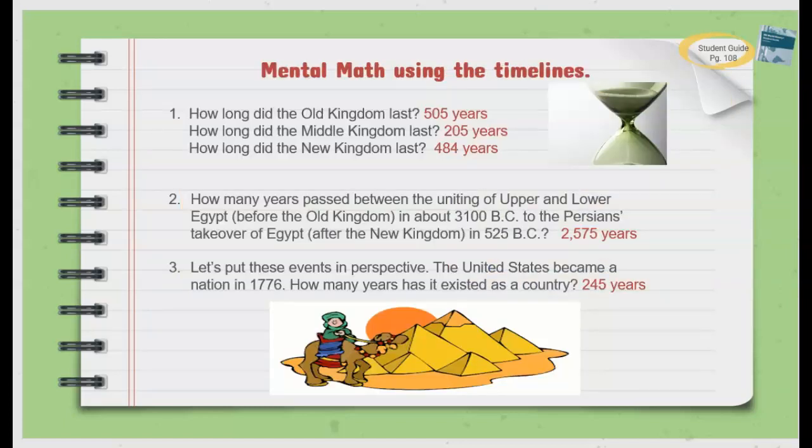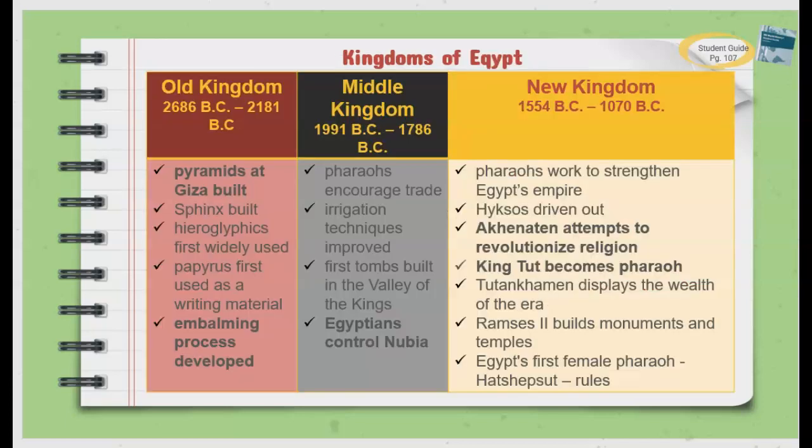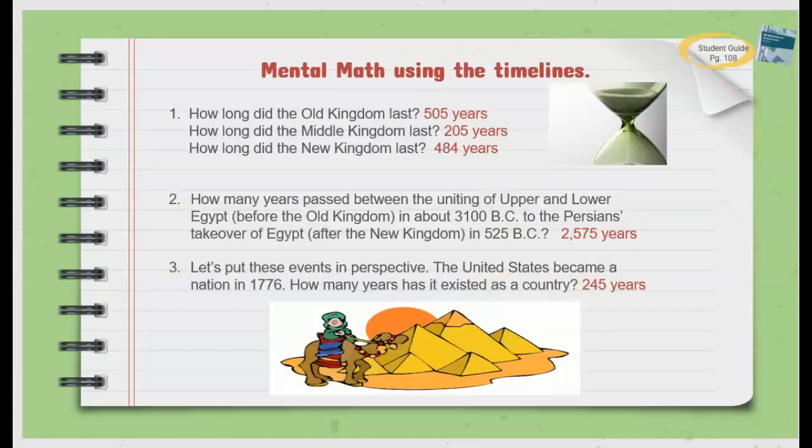Mental math using timelines. So how long did the Old Kingdom last? How long did the Middle Kingdom last? And how long did the New Kingdom last? So if you take the time periods in this chart, and again, some of these time frames are a close guesstimate, the Old Kingdom was 505 years, the Middle Kingdom 205 years, and the New Kingdom 484 years.